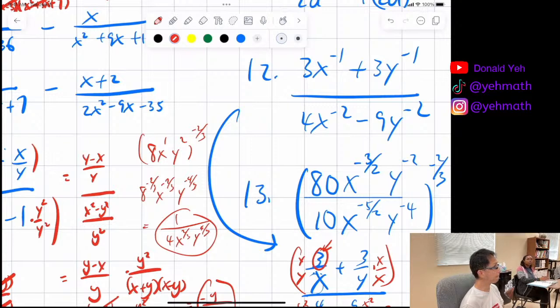Yes. On the test, do we have to put it into a radical? Nope. Leave it as a rational exponent. The reason you want the rational exponent is that your whole next year is going to be living in rational exponents. No more questions?